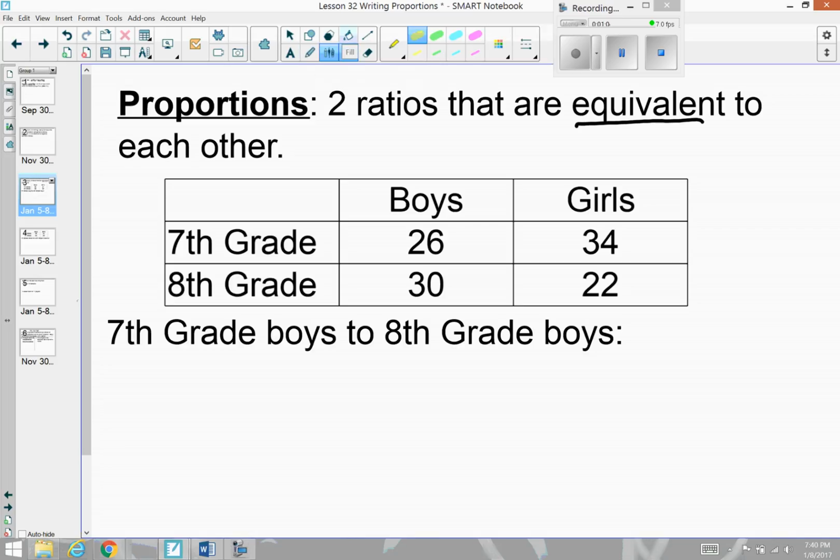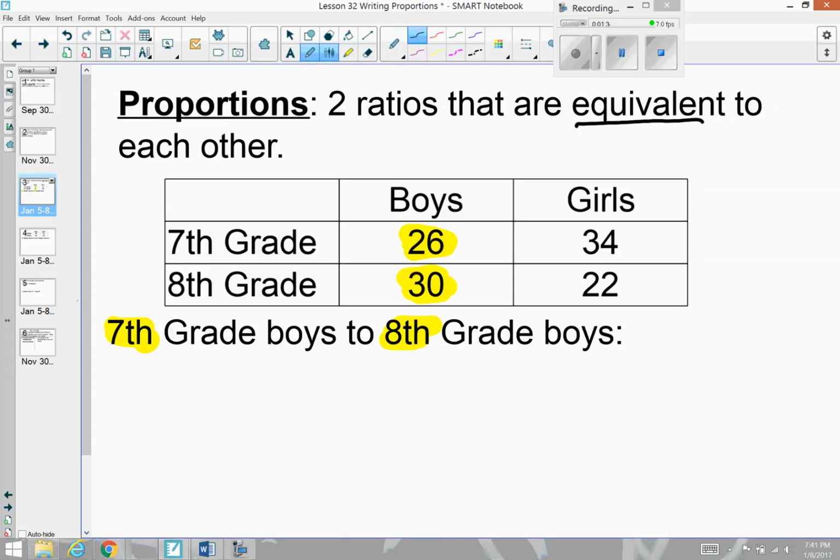Okay, so today's first example is 7th grade boys to 8th grade boys. We're comparing the 7th grade to the 8th grade. If we look at our chart, we have 7th grade, both boys and girls, and 8th grade, both boys and girls. So we're looking for the 7th grade boys, which is this number, and the 8th grade boys, which is this number. And we need to create a proportion.